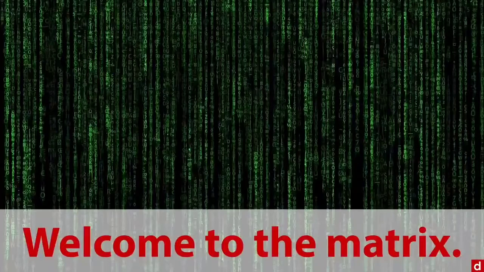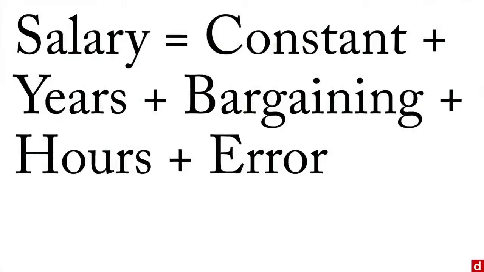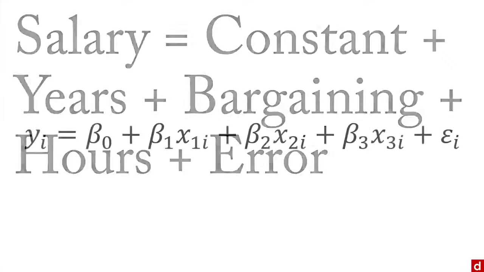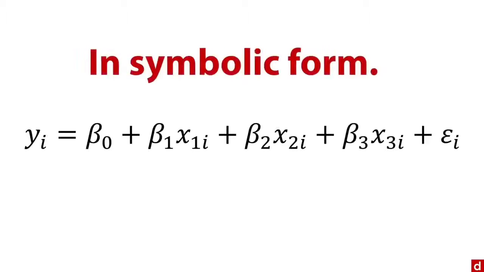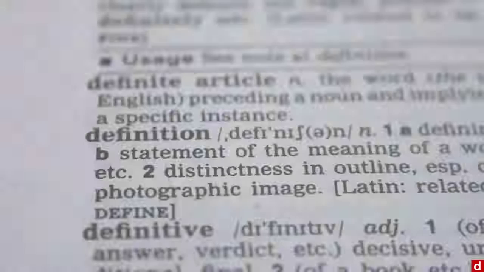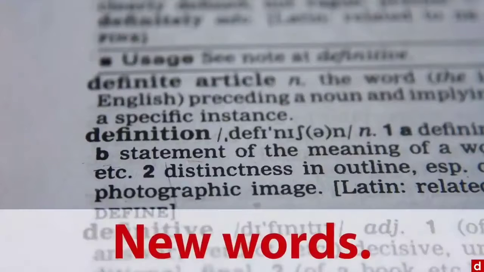Now, let's go back to an example I gave in the last video about salary, where salary is equal to a constant plus years plus bargaining plus hours plus error. Okay, that's a way to write it out in words. And if you want to put it in symbolic form, it's going to look like this. Now, before we get started with matrix algebra, we need to talk about a few new words. Maybe you're familiar with them already.